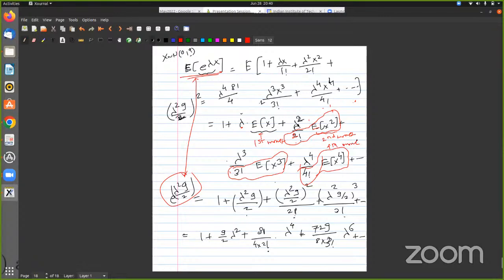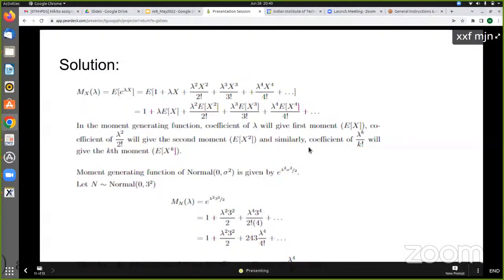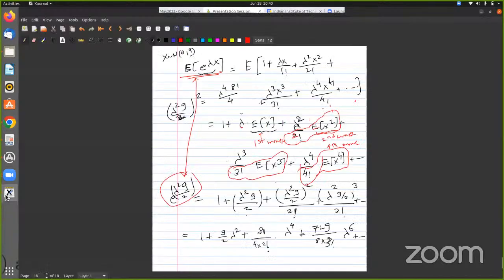Lambda raised to 4 divided by 4 factorial we are keeping aside, and the remaining thing we are using as that value; the value we get as the answer is other than lambda raised to 4 divided by 4 factorial. Okay, I'm sorry, I just forgot this definition. The coefficient of lambda will give the first moment, the expectation of x. The coefficient of lambda square by 2 factorial will give the second moment, right? Sorry for this confusion.